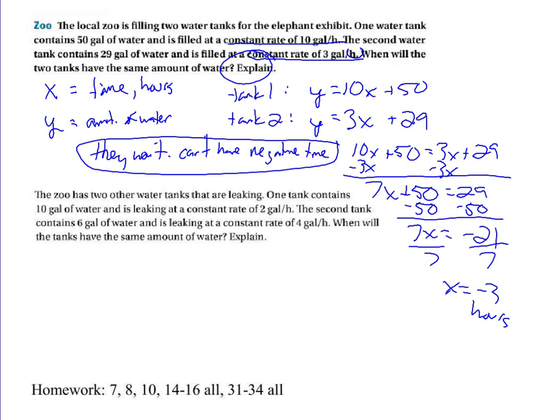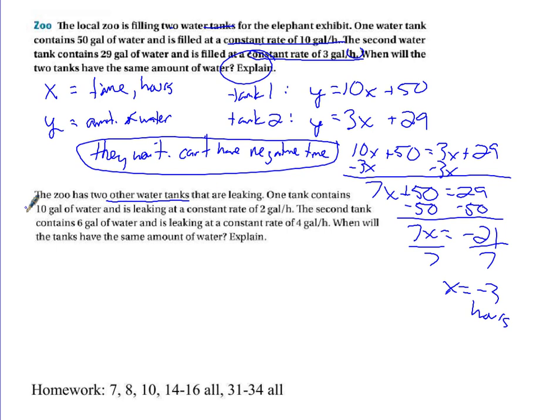So this last problem in section 4 involves the same thing that we were talking about here. We have 2 water tanks in this problem, except these 2 are leaking. We're not adding water this time. What's happening to the water? We're taking water away. It's leaking out of the tank.